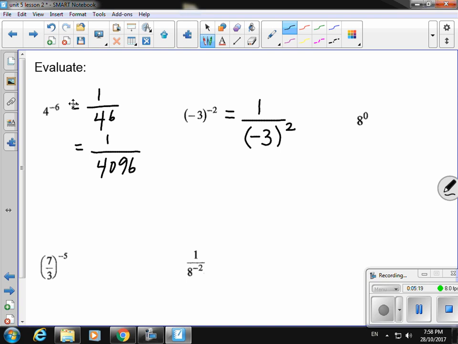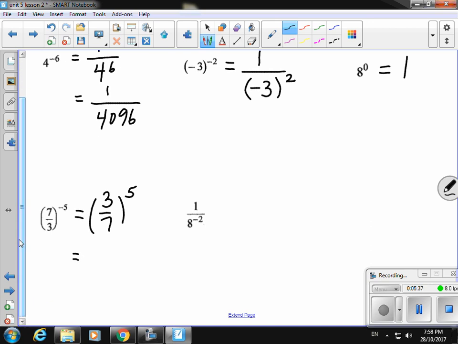8 to the power of 0, anything to the power of 0 is 1. Awesome. 7/3 to the power of negative 5. That negative exponent means invert or flip, and then you have a positive exponent. To simplify that a little further, we have power of a quotient, which means it's 3 to the 5 over 7 to the 5. Those numbers are so big, I would just leave it.